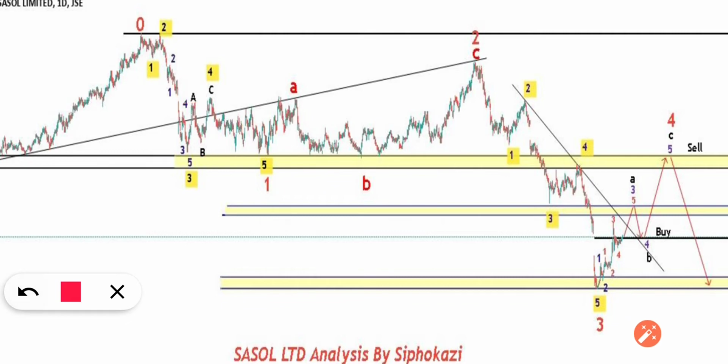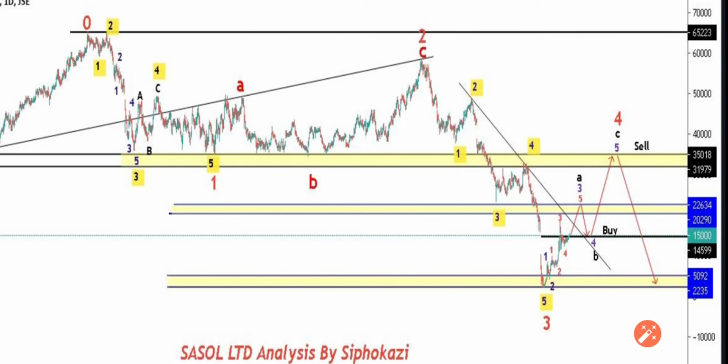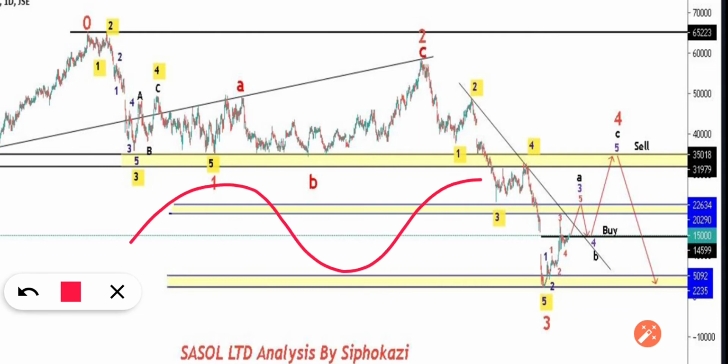So from the yellow point 4, the market had to form a yellow point 5 in order to complete an overall impulse cycle. So the yellow point 5 could have ended at a market truncation, and in this case, the market truncation zone was between 350.18 and 319.79. Or in any other case, the yellow point 5 could have ended at any point below our truncation zone.